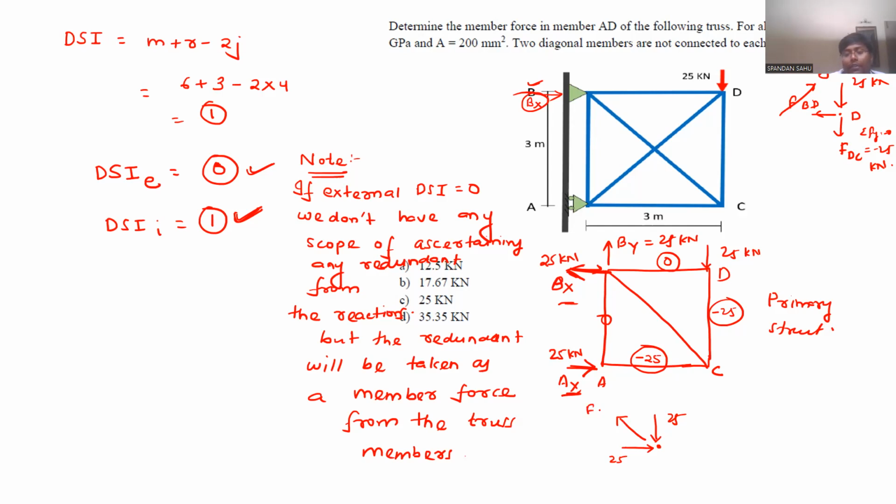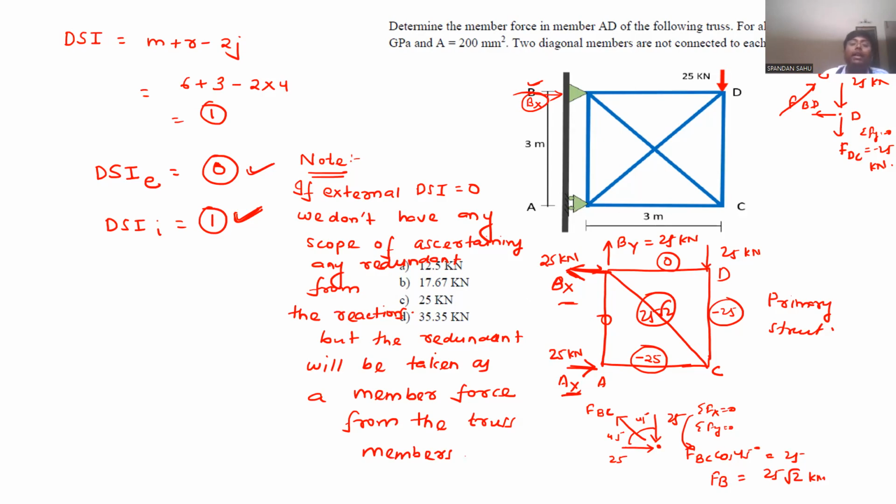And this is FBC, and this is 45 degree, and this is also 45 degree. So FBC cos 45, I am doing summation of Fy equal to 0, will be equal to 25. So FBC, you can also write summation of Fx equal to 0, same thing. So FBC will be equal to 25 root 2 kilonewton. So we got all those P force member, means member force when external load is applied. That is P force system.